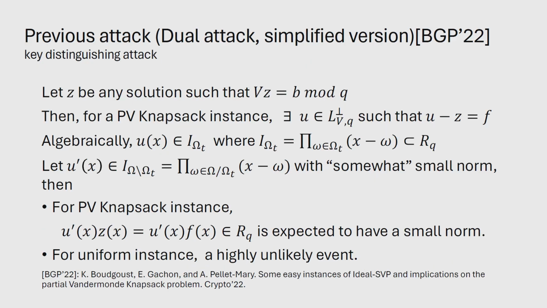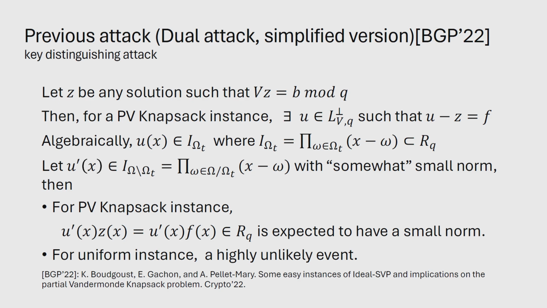So at Crypto 22, BGP proposed a key distinguishing attack on this partial Vandermonde knapsack problem. And to see this attack, we need to see this partial Vandermonde knapsack problem as an instance of the BDD problem. So let z be any random target for the BDD problem, and then for a PV knapsack instance, we know that there exists some lattice vector, which is in the q-ary kernel lattice generated by the matrix V, such that it is very close to the target.